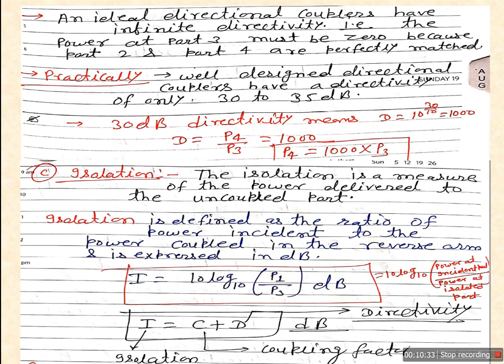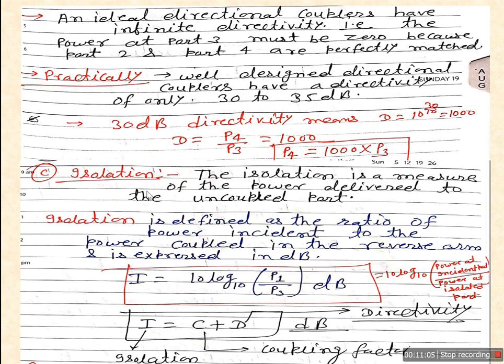Practically designed directional couplers have a directivity of only 30 to 35 dB. What is the meaning of 30 dB? The P4, that is power at coupled port, is equal to 1000 times the power at isolated port. Or you can say, in the form of P3, that power at isolated port is 1 upon 1000 times the power at coupled port.